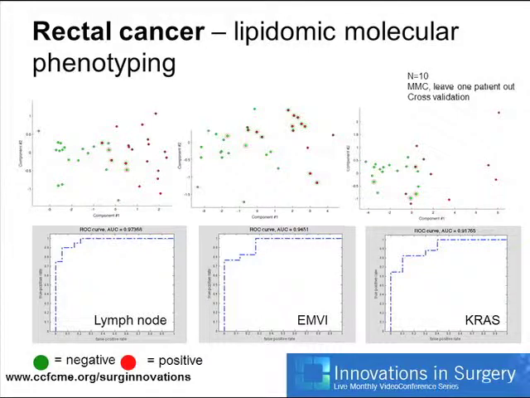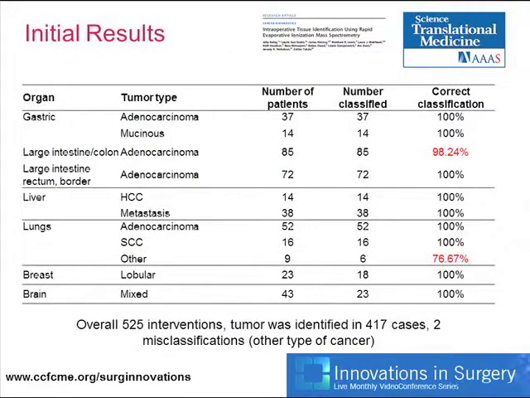You can see that, again, the performance for detecting lymph node micrometastasis, extramural vascular invasion, or KRAS mutations is reasonable. And we're able to get fairly accurate class separation. EMVI, I think there's a little bit of overfit of the model there, and we need larger tumour numbers to really improve on the validity of that data set. But we have clinical trials ongoing with that, and I'll explain a little bit more of that as we go forward.